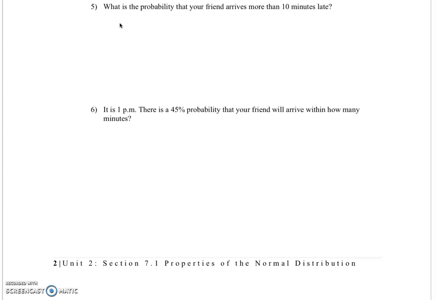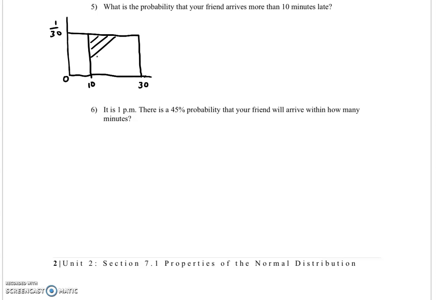All right, let's pick up with this next problem. What's the probability that our friend arrives more than 10 minutes late? Well, again, we can draw our uniform distribution. And remember, it's 1 over 30 tall. The horizontal axis runs from 0 to 30. So more than 10 minutes late. Here's 10 minutes, and we need more than. So that means this rectangle to the right of 10 that I just shaded.